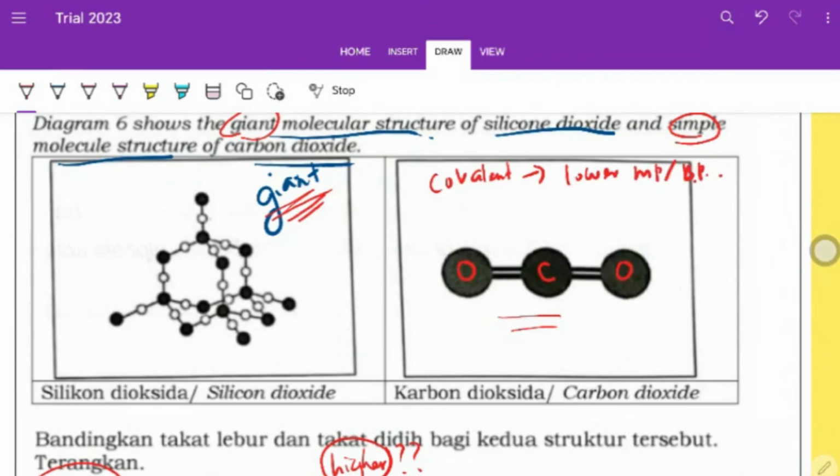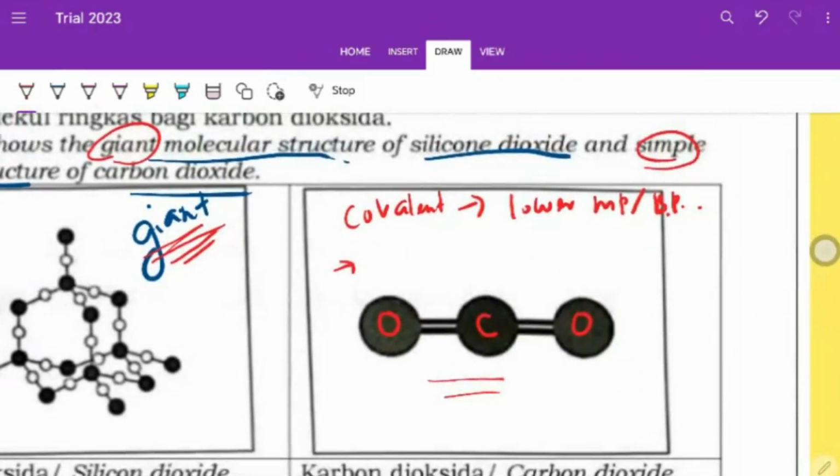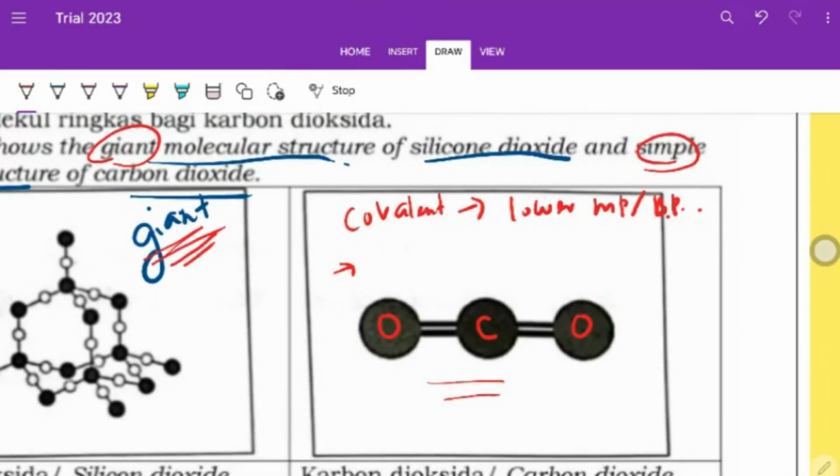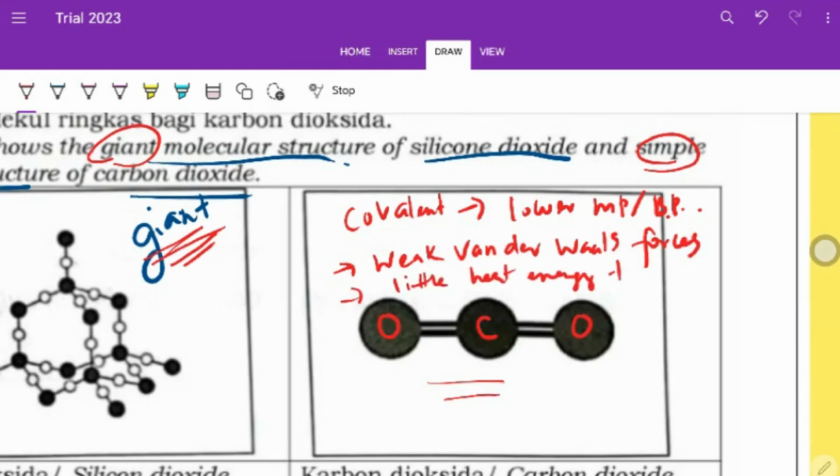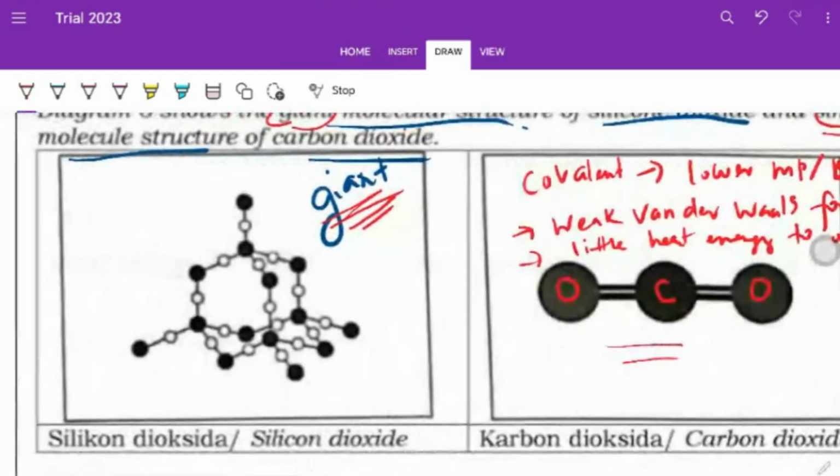Okay, why? Why does it have a lower boiling point, melting point? Weak van der Waals force. Okay, very good. It has weak van der Waals force. So little heat energy is needed to overcome it. So lower melting and boiling point. Okay, then how about this? Giant one. Higher, right? Higher melting point or boiling point.